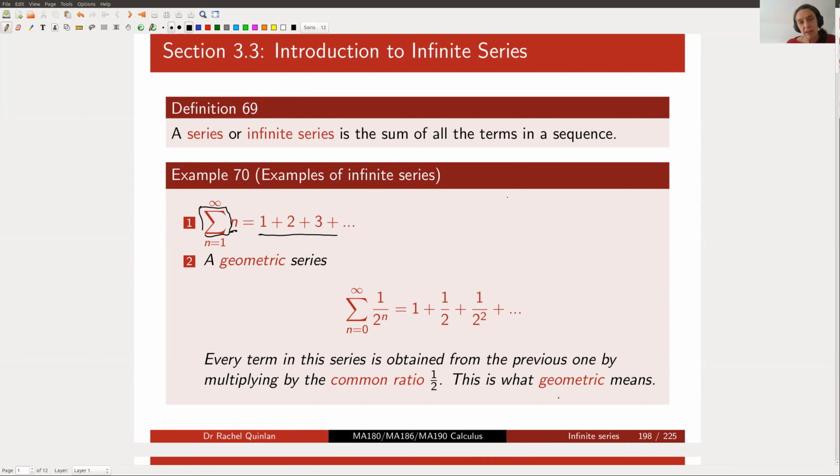Okay, an example of a series that's called geometric is this one. So in this case, the nth term is 1 over 2 to the n. n goes from 0 to infinity through all the natural numbers again. So when n is 0, we get 1 over 2 to the 0. That's 1. That's the first term. When n is 1, we get 1 over 2 to the 1. That's 1/2. That's the second term. When n is 2, we get 1 over 2 squared, and so on. So this is 1 plus 1/2 plus 1/4 plus 1/8 plus 1/16, and so on.